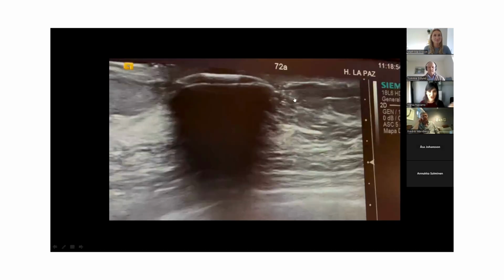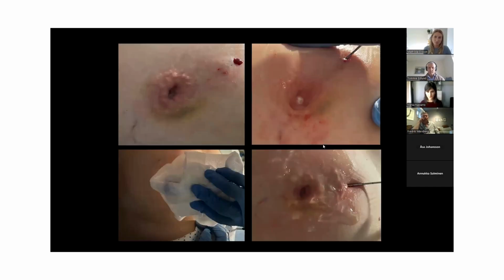Okay, so moving a little forward in the same procedure, you see the ice ball is bigger, very close to the skin, and everything is okay. This is the same patient, so you can see better in the pictures the evolution during the process.